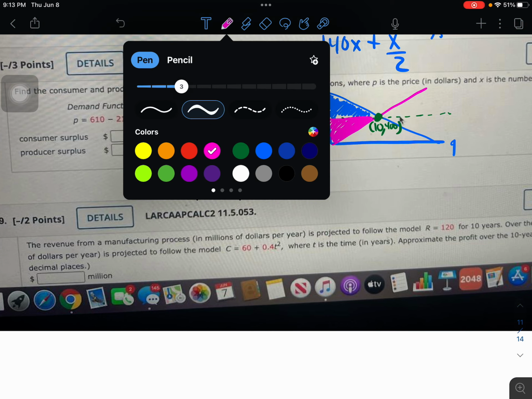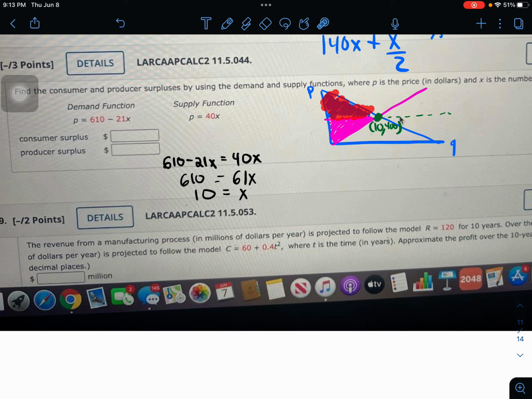Hold on, let me change my colors. First thing, I'm gonna calculate this area right here, which is my consumer surplus. So I'm going to go to my demand function, and I'm going to find out what is this area under my demand function. So I'm going to take the integral of my demand function. I'll kind of go a little bit faster through this one because it's the same steps as the last one. So it's going to be 610x minus 21x squared divided by 2. That's the integral of my demand function, and I'm going to evaluate it from 0 to 10.